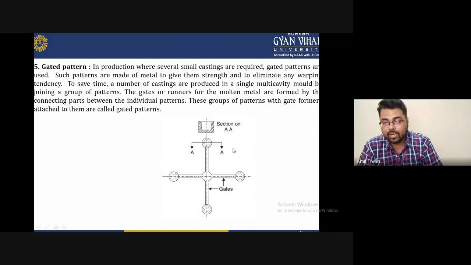So the gate or the runner is a channel formed by connecting parts between two individual patterns. This group of patterns with the gate formers attached to them is called a gated pattern. These are some diagrams I'm just showing you.